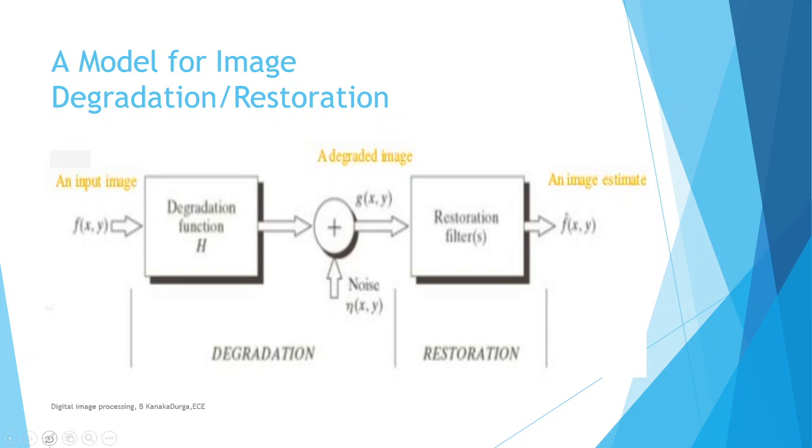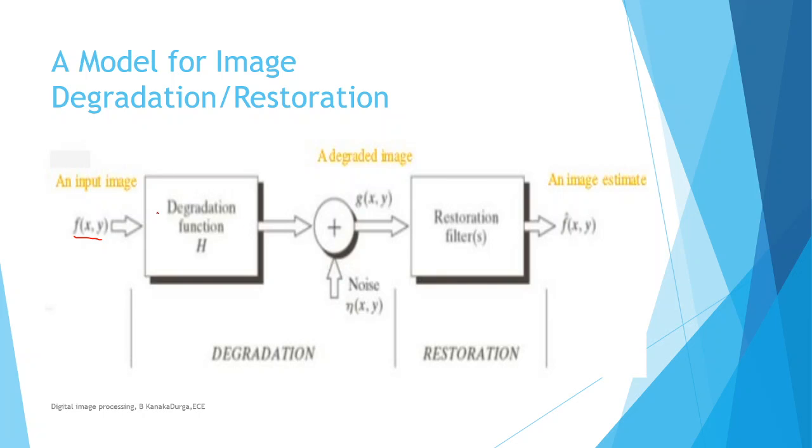So this is an image degradation or restoration model. Observe, this is a block diagram. In this block diagram, we are considering an input image f of x comma y. This input image f of x comma y has been degraded. How has it been degraded? With respect to some functionality, or some parameters, or the camera not focusing properly, any type. Depending upon that, the characteristics of the image have been lost.